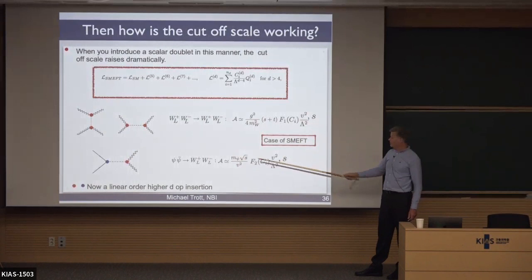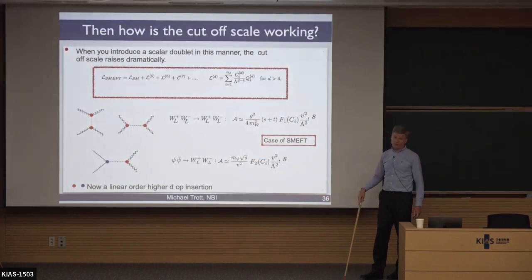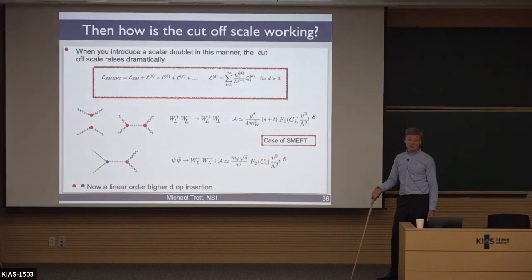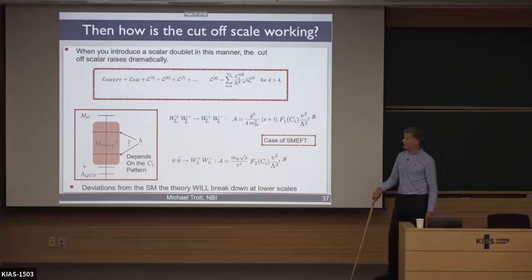You basically get higher energy growth over lambda squared and then some combination of these Wilson coefficients, which you can actually calculate. So again, this is basically straightforward. You can actually execute these calculations. You can see this is the scaling that actually appears. And then this theory has a cutoff scale, it breaks down. And that's exactly what this picture is.